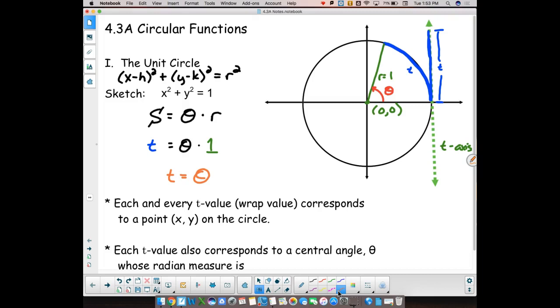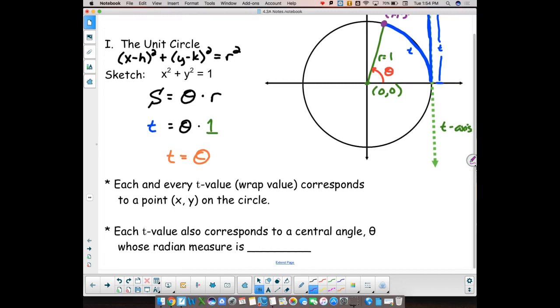Okay. So each and every t value, or wrap value, corresponds to an xy point on the circle. And my xy point would be right there. Each t value also corresponds to a central angle theta, whose radian measure is t. Okay, because theta is equal to t. Now, because all of those t values are on the unit circle, we can find the 6 trigonometric functions for each and every one of them. But we should probably know what the 6 trigonometric functions are.